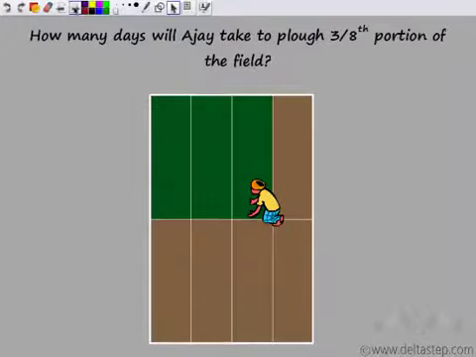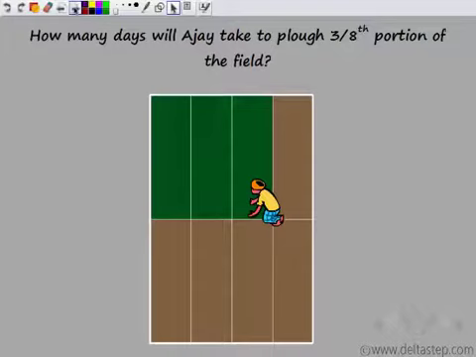So now can you answer this question? How many days will Ajay take to plow 3/8 portion of the field? Now this is one whole field. I divided it into 8 equal parts: 1, 2, 3, 4, 5, 6, 7, 8. He has to do 3 of these 8 equal parts: 1, 2, 3. So this is the work that he has to do.